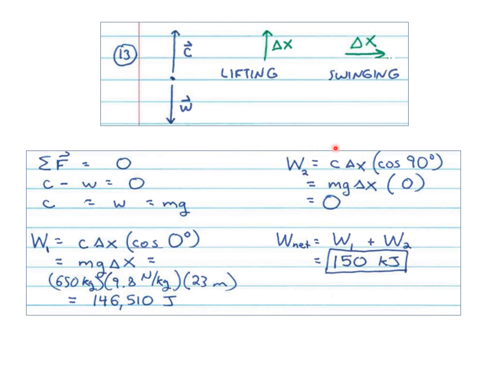Well, we have the force of the crane times displacement, which is to the right, but now there's a 90-degree angle between the upward crane force and the displacement to the right. That's cosine of 90 degrees. That's 0. So while it's moving the beam to the right, because it's applying an upward force, but it's swinging to the right, it's actually doing 0 work. So we get the net work equals W1 plus W2, and I've rounded that to 150 kilojoules.